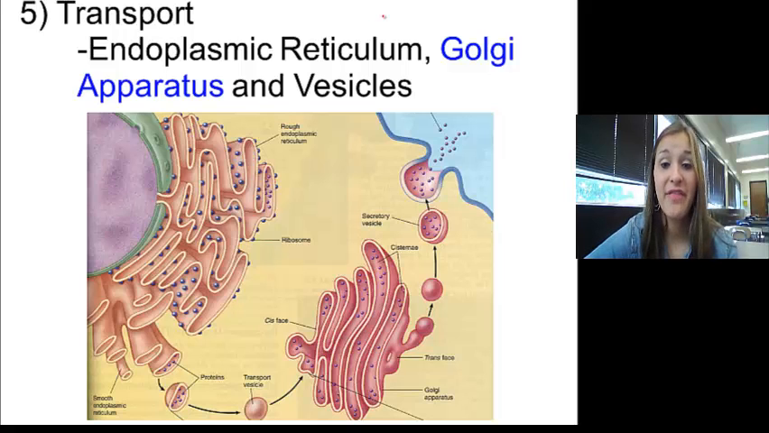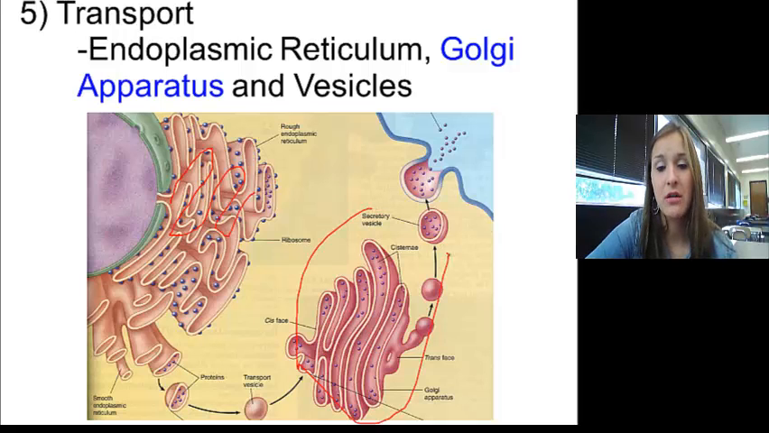Then we have things that function for transport, for moving things around the cell. The main things that function for that are the endoplasmic reticulum, which you see here, and the Golgi apparatus, which you see here. They look very, very similar, but an easy way to tell the difference is that a Golgi apparatus kind of looks like a stack of pancakes, or I think of rolls of fat.